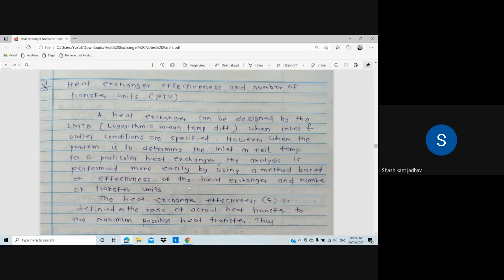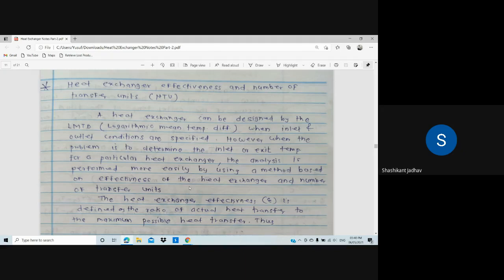This is another way to design the heat exchanger. Already we have discussed the LMTD method, by which we design the heat exchanger. And this is the second method, that is heat exchanger effectiveness and number of transfer units. By using this method, we can also design the heat exchanger.